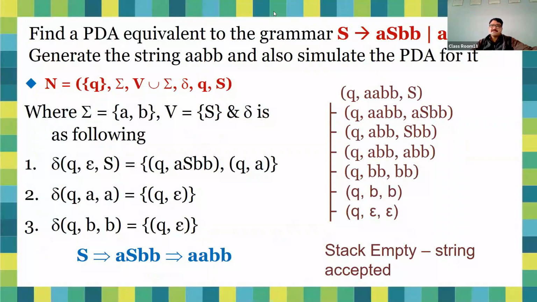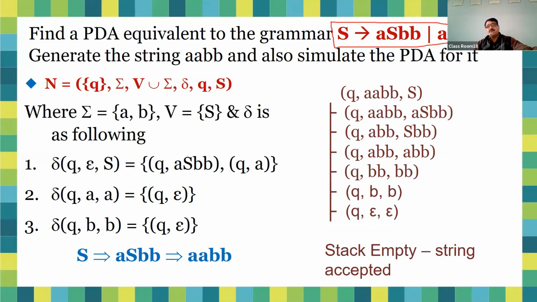So suppose this is an example. In this case, you have to find a PDA equivalent of this grammar. You can see the grammar is given to you. The grammar is this one, right? So simply S to ASBB or A is the grammar that is given to you. Now you have to find the PDA equivalent of this grammar.